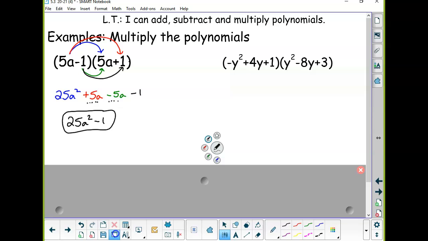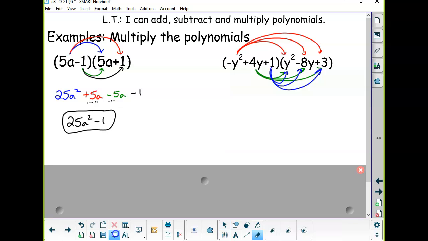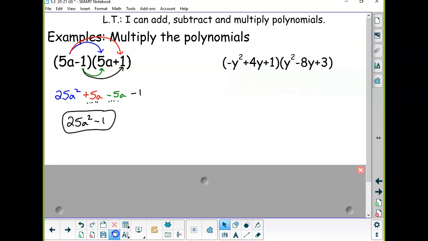Now, you could do FOIL here. Don't write this one, but watch what would happen. I would have to do this, this, and this. So I'd have to have negative y squared times all those. And then I'd have to multiply all of that. And then I still have to bring this 1 to each piece. That's a lot, right? There's a lot of chances for error. You'll have 9 different terms here that you'll have to group together. So, even though it's possible, I don't think this method is great for the arrows. I would prefer, and this is just my own preference, to do the area model.